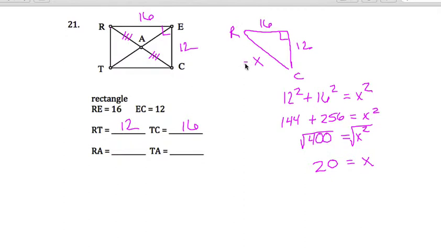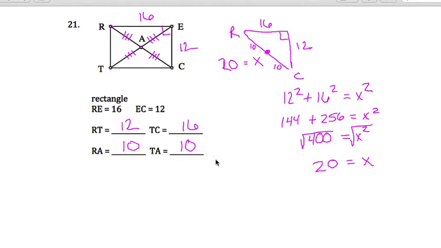So if x is the entire hypotenuse, RA was only half of that, so RA is 10, which I accidentally wrote up here. X was 20, so half of that hypotenuse would be 10 and 10. And then TA, even though that's not on the same diagonal we were working with, you got to remember in a rectangle that all four of these segments are the same because the diagonals are the same in a rectangle. So I don't need to do more work. I know that TA is also 10 for the same reason that I found RA.